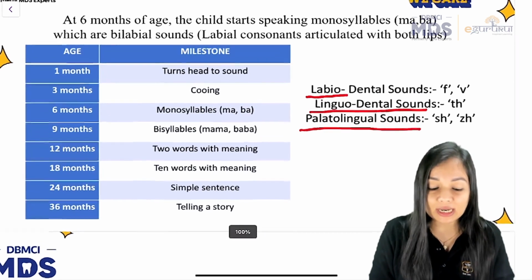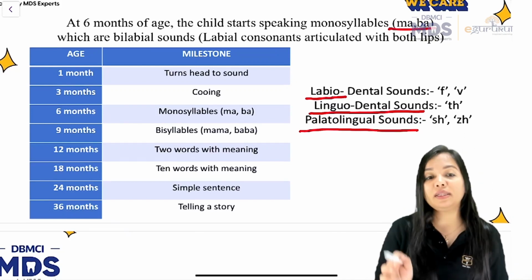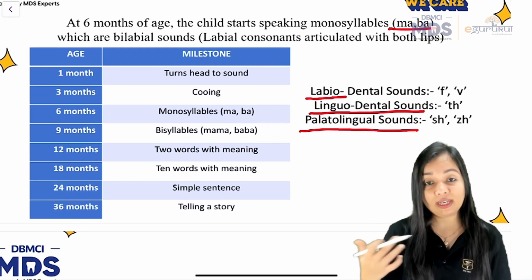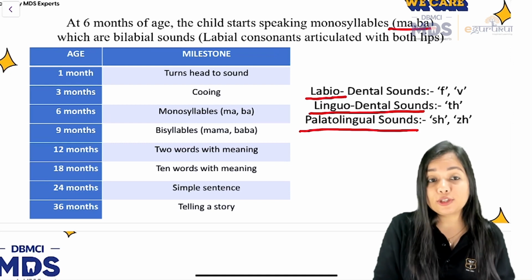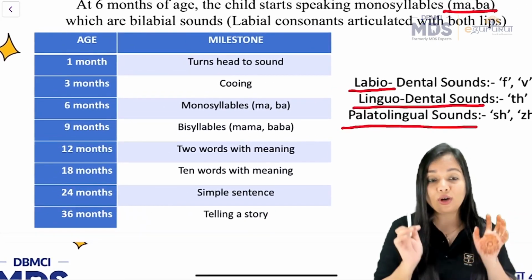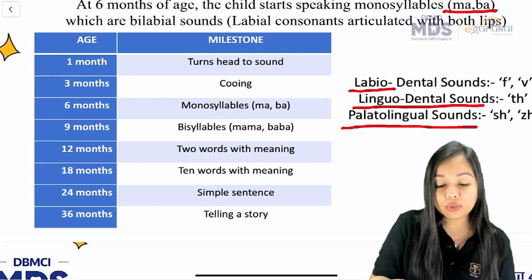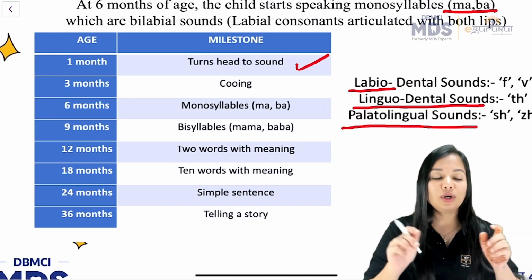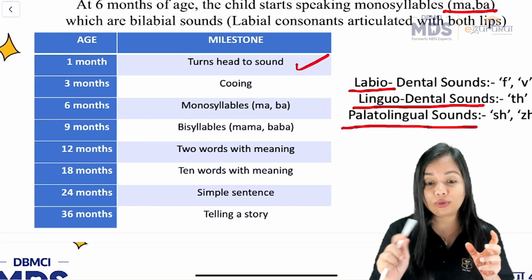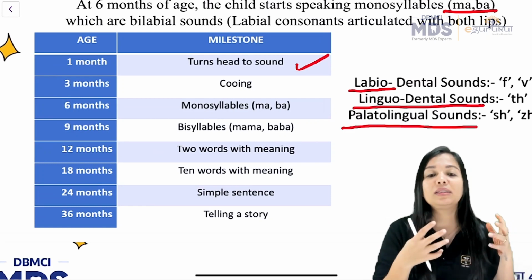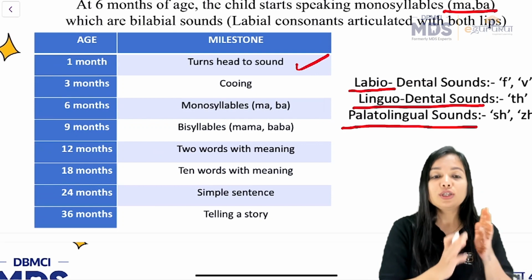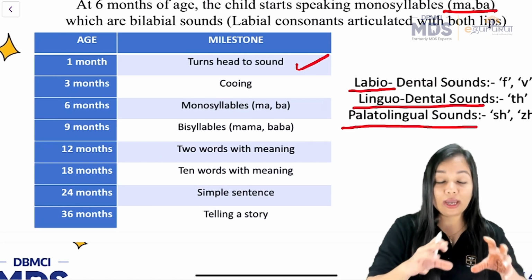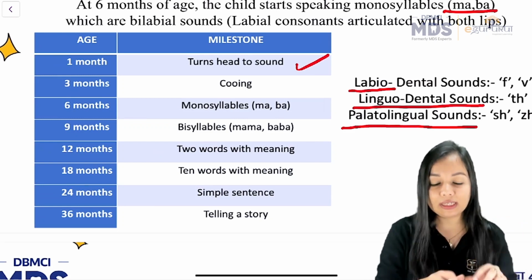Okay, and as I told you, ma and ba are the bilabial sounds, which are the first sounds that a child develops when he learns to speak. So there are various milestones if you look at it. When the child is 1 month old, he learns to turn his head to sound. Like if you clap, or you use a rattle toy to make some sound, the child might turn the head towards the sound when he's 1 month old. Again, these milestones might vary, but I'm just telling you an average age, when generally children start doing this.